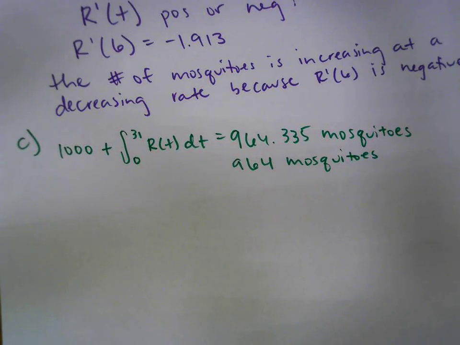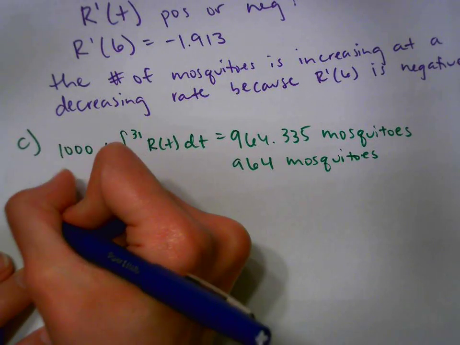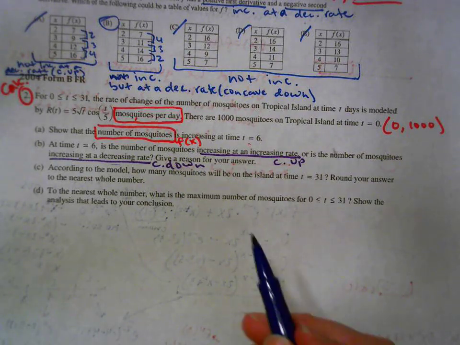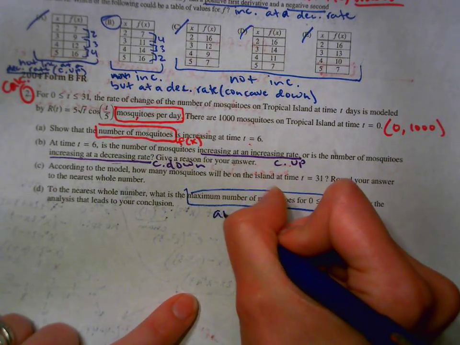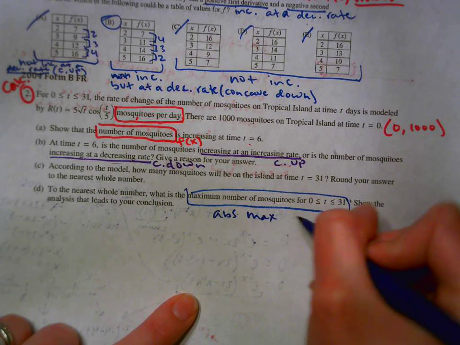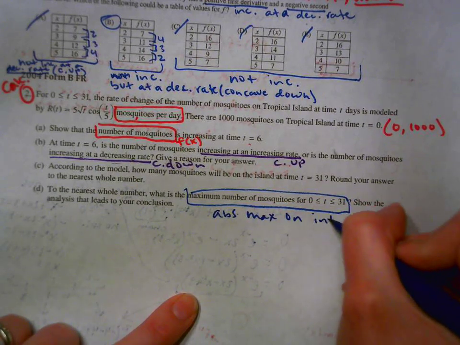Okay, so for the last part, it says, to the nearest whole number, what is the maximum number of mosquitoes for your closed interval? So we're looking for an absolute maximum on an interval. So to find an absolute max on an interval, how do you do that?